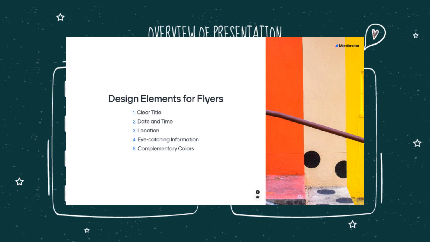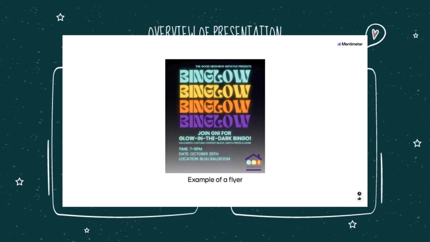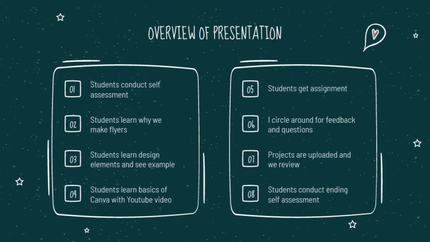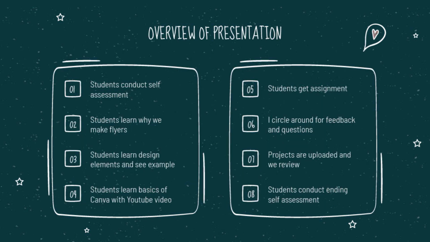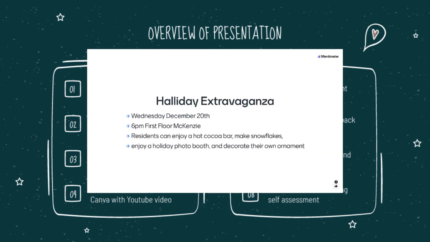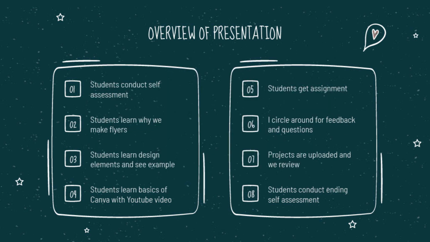The students learned design elements, and they saw an example of a flyer that had those specific elements that I was looking for. Then they learned the basics of Canva with the YouTube video I created. And then students received their assignment. So they needed to make a flyer for an event, and I gave them everything they needed. I gave them a little more than they needed to see what they did with the information.